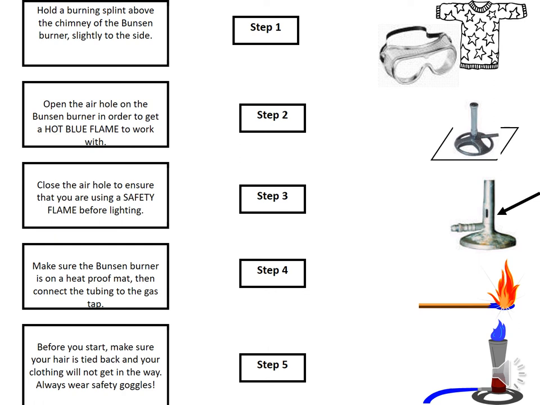Before you start, make sure your hair is tied back and your clothing will not get in the way. Always wear safety goggles. So that would be my step 1. So I would use a ruler and pencil, match it up to step 1. Then, once I've done that, I would look at the 5 different pictures that I've got on the right-hand side. I can see that there's a picture of goggles and a picture of a jumper here. So I would match step 1 to this picture because we spoke about wearing safety goggles and we spoke about making sure clothing doesn't get in the way. So that's step 1. Use the next 5 minutes to work out the following steps.